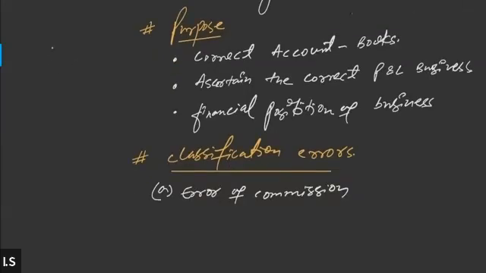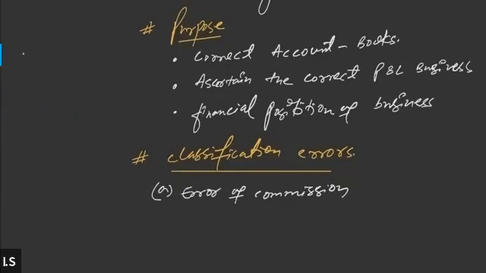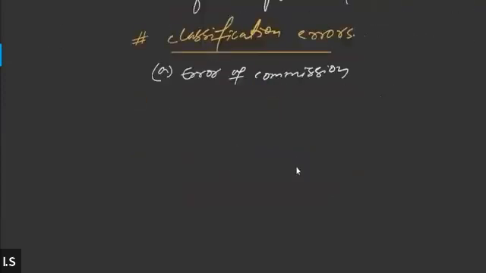So let's suppose when you were totaling the balance of an account, at the time of balancing the value of the account, you have committed some mistake. For example, instead of writing 500, you have by mistake written 5000. So the balancing figure has been taken as 5000 instead of 500. That is what the error of commission is. So error of commission means error committed due to wrong posting of a transaction, wrong totaling, or wrong balancing of the account.